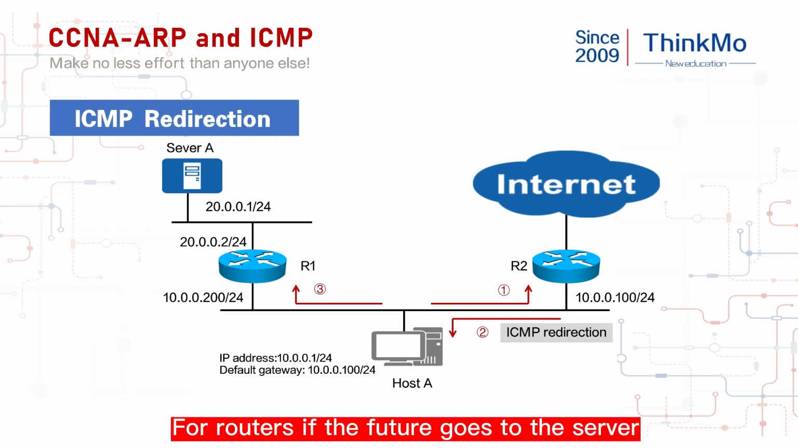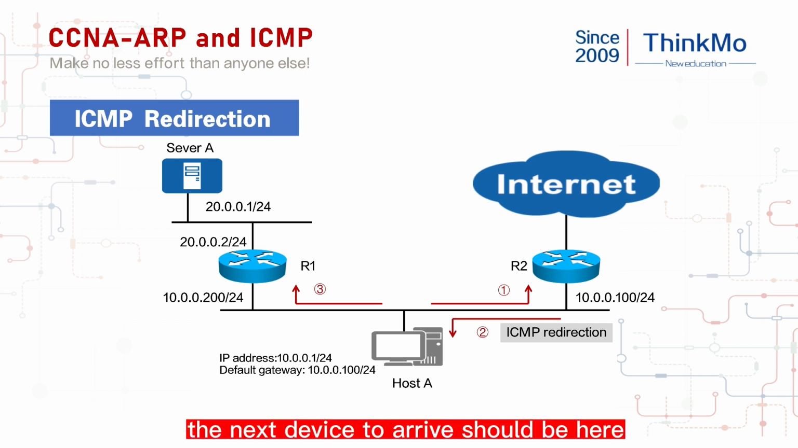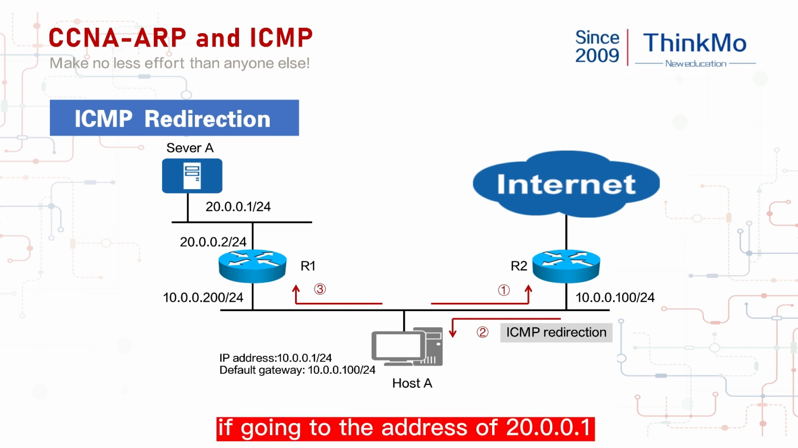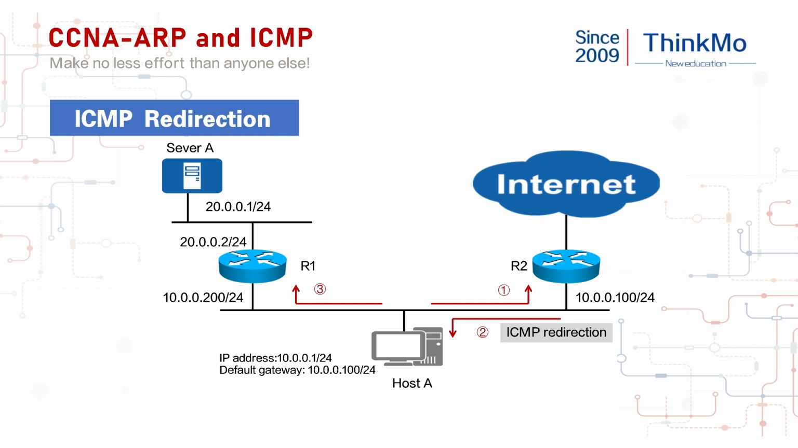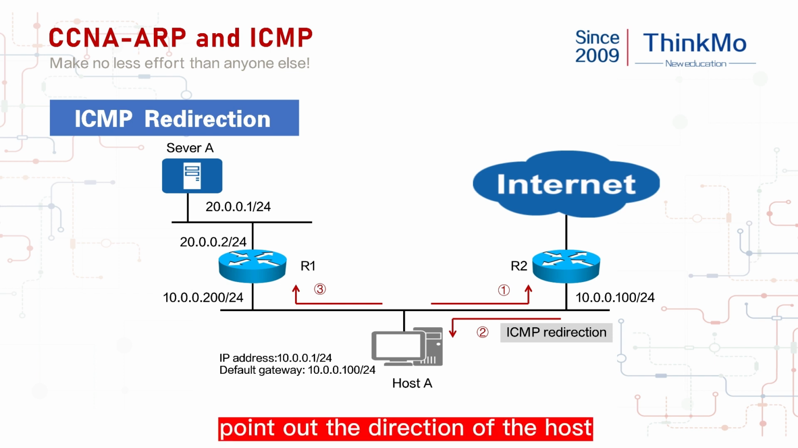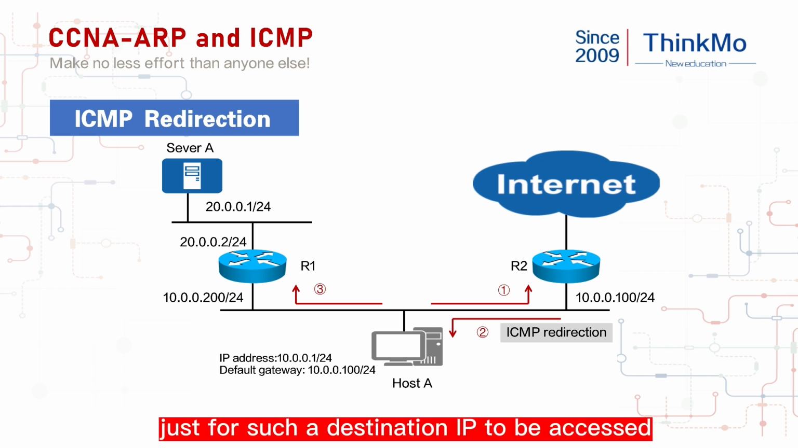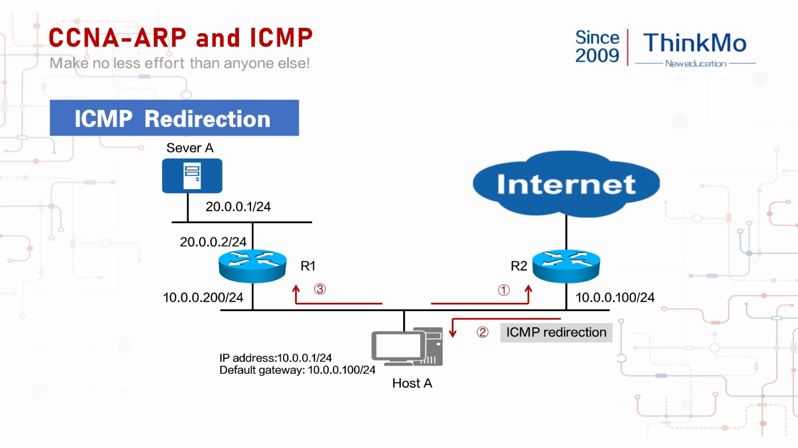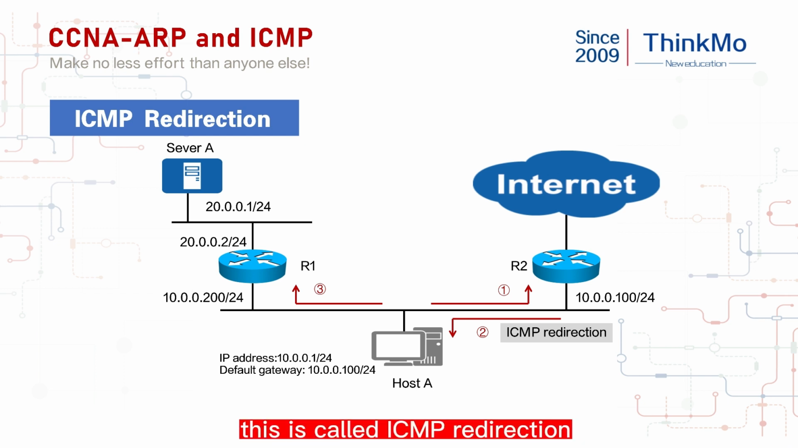For routers, if the future goes to the server, the next device to arrive should be here. Then the router will tell the host, if going to the address of 20.0.0.1, the next time go directly to this device. The router sends a message to the host, pointing out the direction. But please note, it is just for such a destination IP to be accessed, to specify a direction. This is called ICMP redirection.